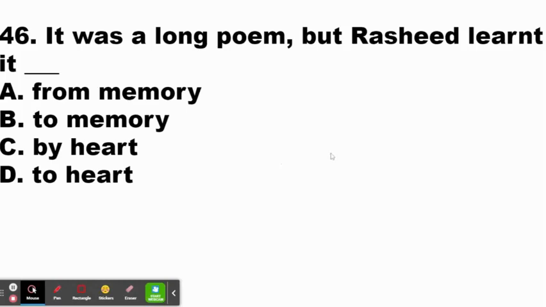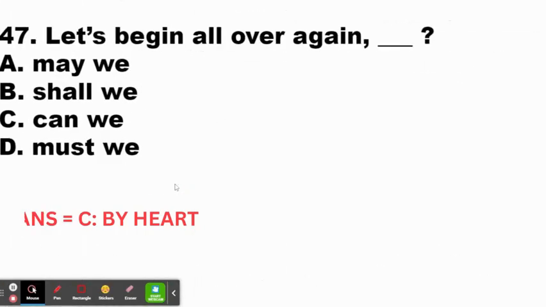Question number 46. It was a long poem, but Rashid learnt it dash. A, from memory, B, to memory, C, by heart, D, to heart. The correct option is C, by heart. When you learn something by heart, you commit it to memory. All right, you learn it by heart.